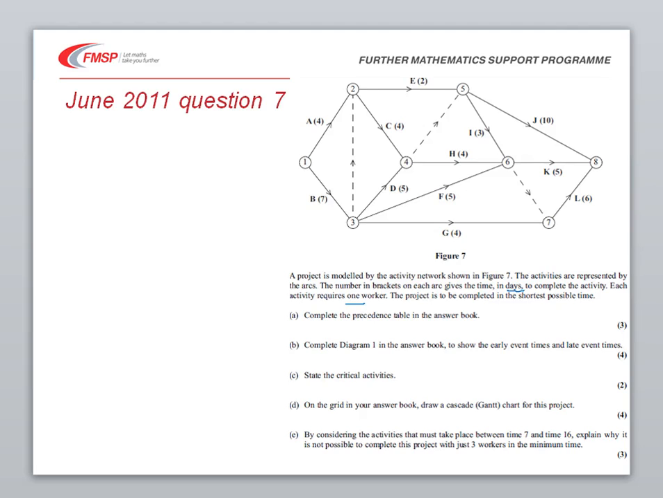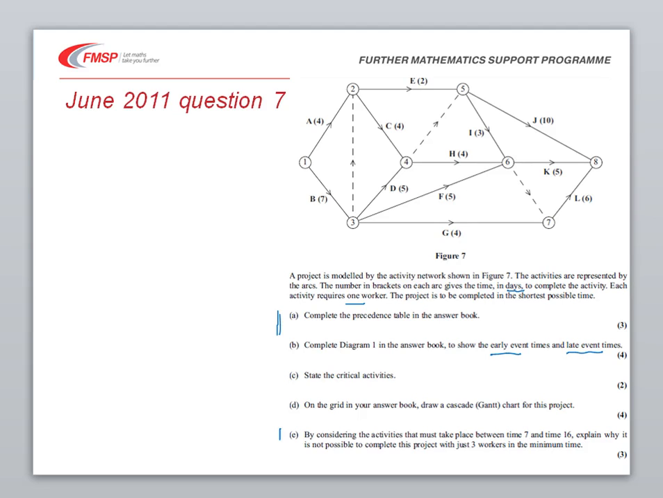So the first thing we're asked to do is to complete a precedence table, which is in the answer book. We'll look at that in a second. It's on the next slide. And then to complete diagram 1 to show early event times and late event times. Once we've done that, we can find the critical activities. And then finally, well, not quite finally, I beg your pardon, but the final part of the actual algorithm is to use what we know so far to draw a cascade or Gantt chart.